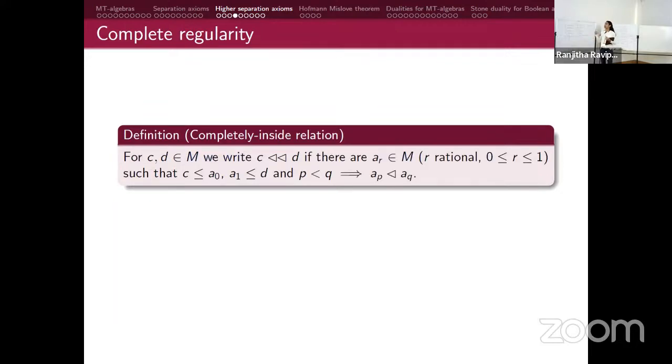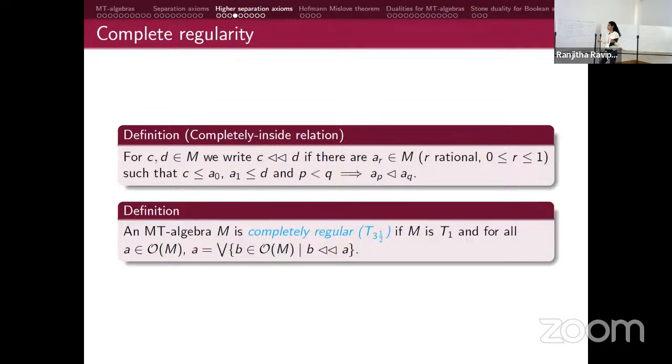So similarly, we have the completely inside relation, exactly like how this happens in frames. If you have seen this in frames, it's very similar to that. It's almost the same definition. For C, D in M, we say C is completely inside D if there is a collection of elements in M enumerated by rationals such that C is below A0, A1 is below D, and for P less than Q, I get AP triangle AQ. This is very similar to what we have in frames. So now I say it's a completely regular algebra or a T3.5 algebra if one, it is T1 and two, it satisfies that every open is join of opens with respect to this relation.